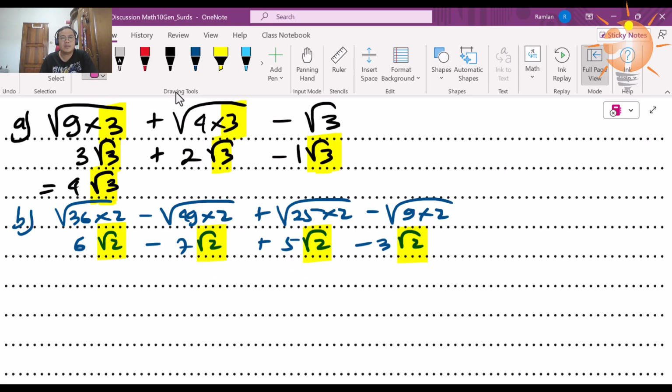For example, let's say we have 6 minus 7, there will be minus 1. Minus 1 plus 5, there will be 4. 4 minus 3 is just equal to 1. So the final answer should be 1 square root of 2, or you don't need to write down the 1, because you don't really need to. For example, like x, this is actually 1x, but you don't write down the 1, right? So it's just square root of 2.